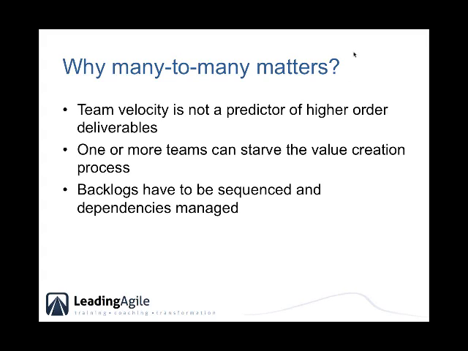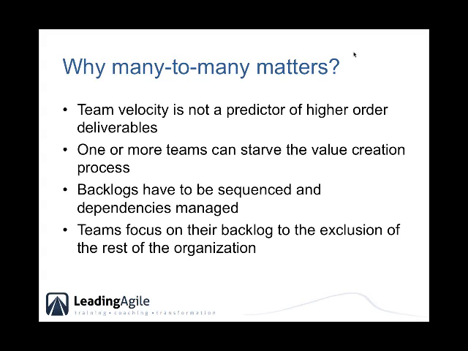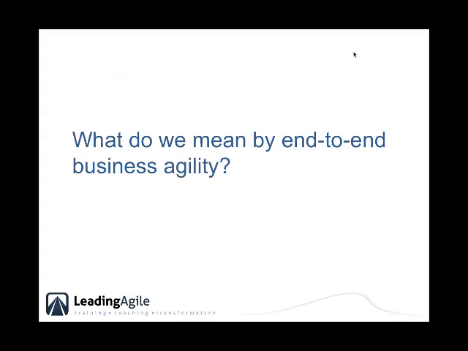And so what happens in this particular case is that you have to do really massive level release planning. Backlogs have to be sequenced. Dependencies have to be coordinated in the backlog. All that stuff has to show up at the same time. And again, if anybody's off, all those dependencies reduce our business agility. Teams focus on their backlog often to the exclusion of the rest of the organization.